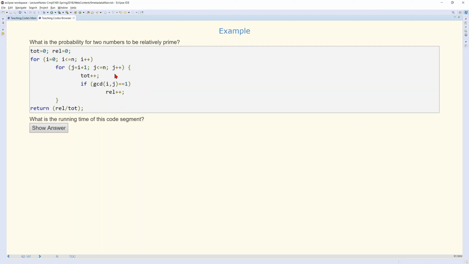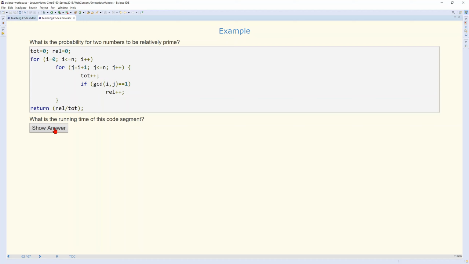And you're counting this, and this rel value, pay attention, is initially 0. Tot is also 0. So in each iteration, you're increasing tot. So tot finally would be actually n squared. And if it's always 1, then rel would be also n squared. So in that case, it would be 1. Otherwise, rel would be less than tot. So you would be returning 0 in that case.